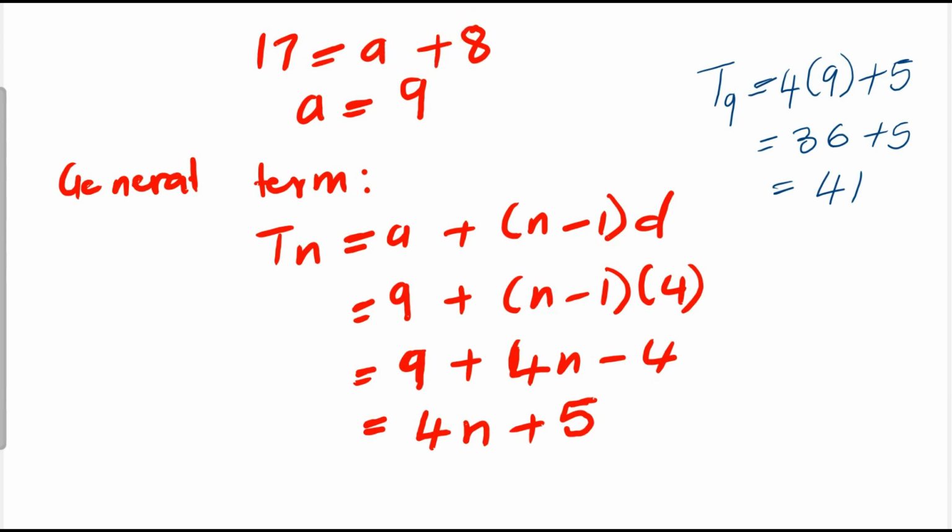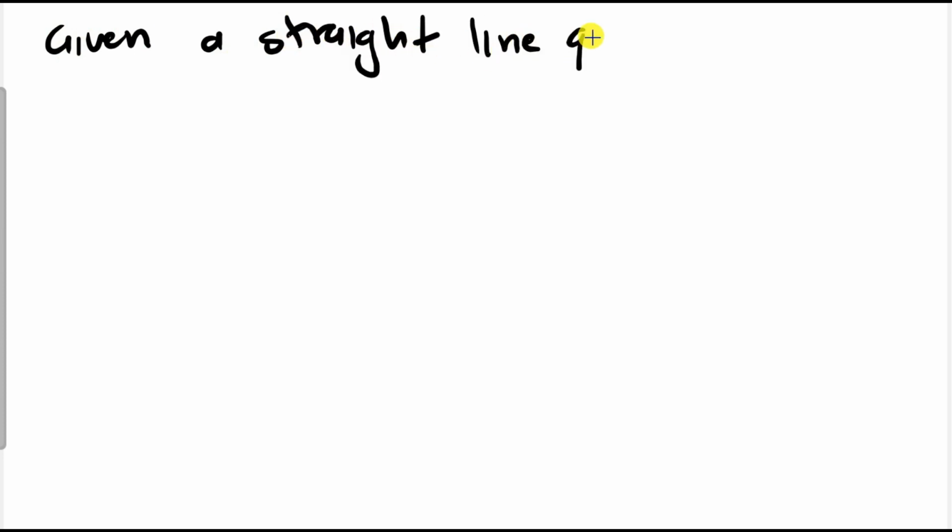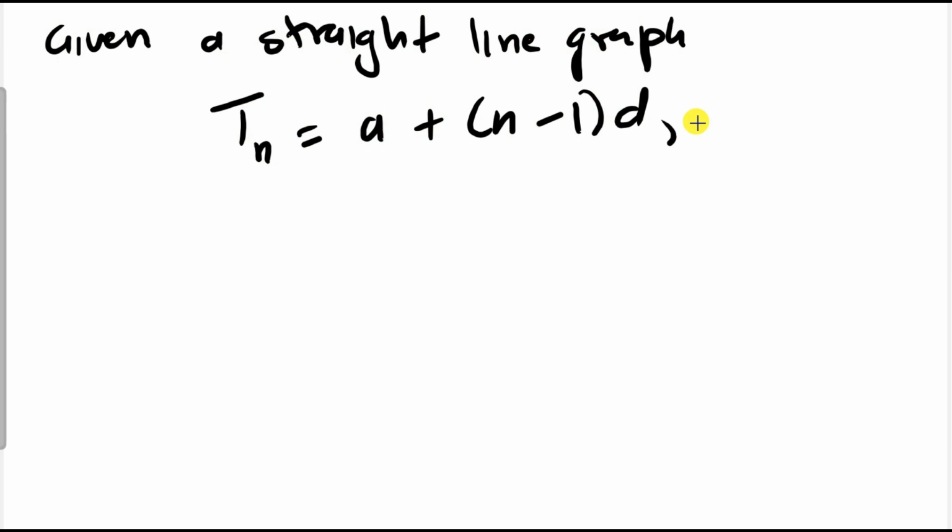Now let's look at when you are given a straight line graph. So you'll be given, remember by the way, Tn equals A plus n minus 1 d. Something you should know is that n is an element of an integer. Again, n is greater than 0.